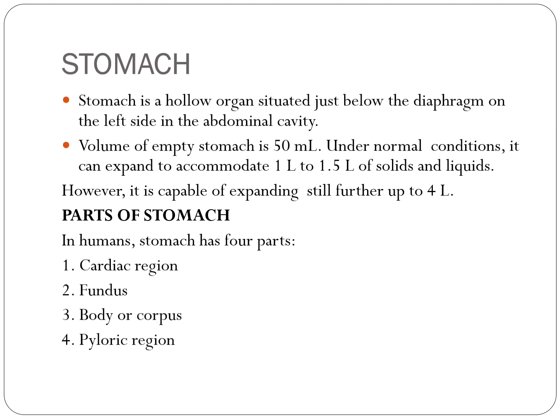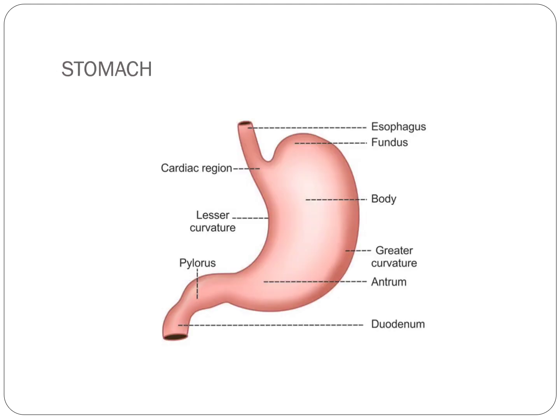Parts of the stomach. The human stomach has 4 parts: cardiac region, fundus, body and pyloric region. This is the structure of the stomach. This is the fundus, body, pylorus. This is the cardiac region.